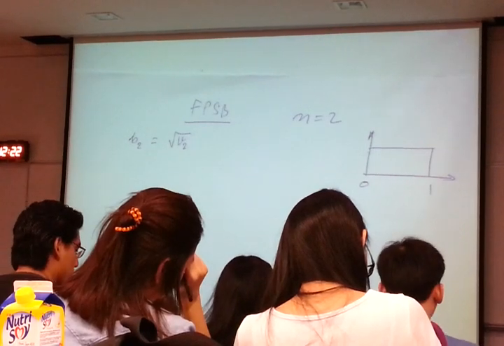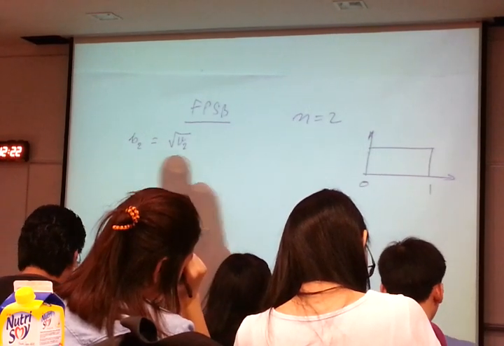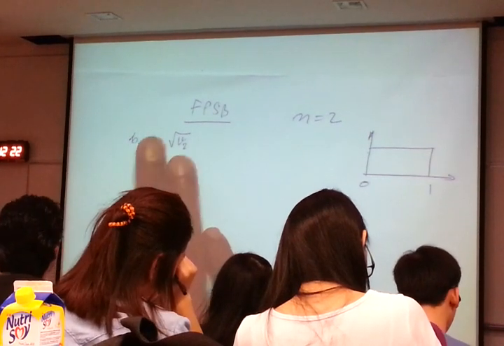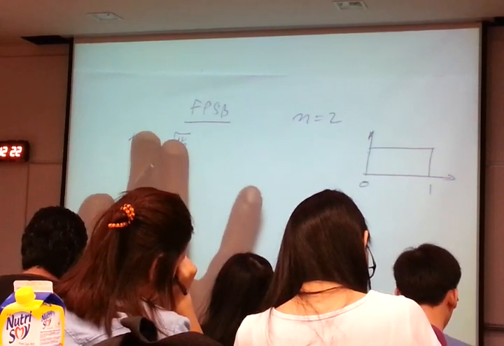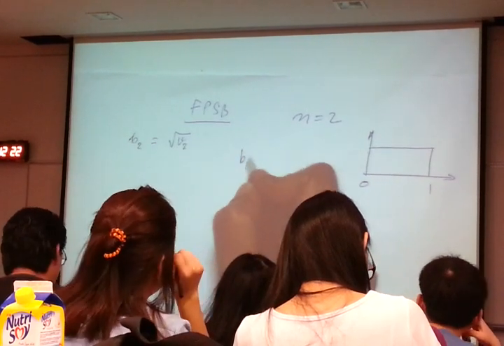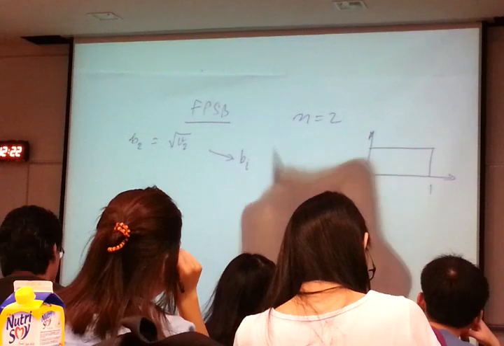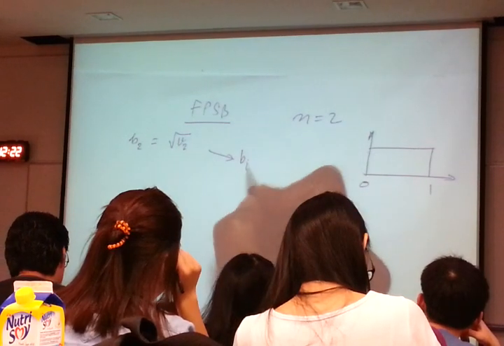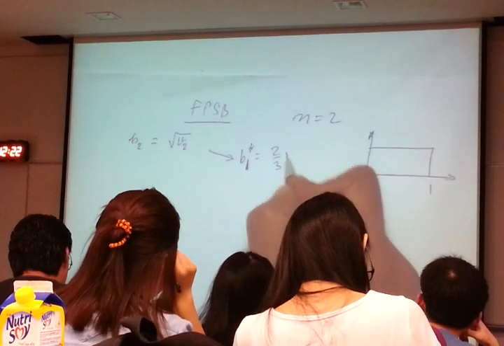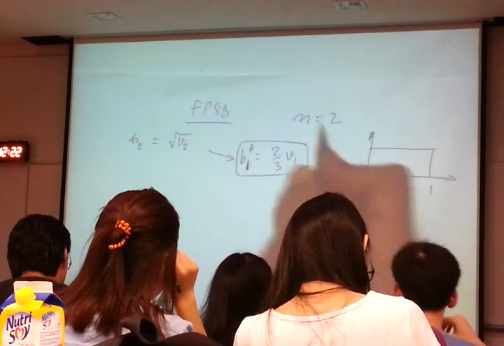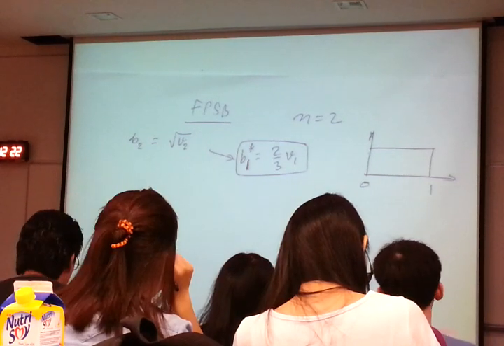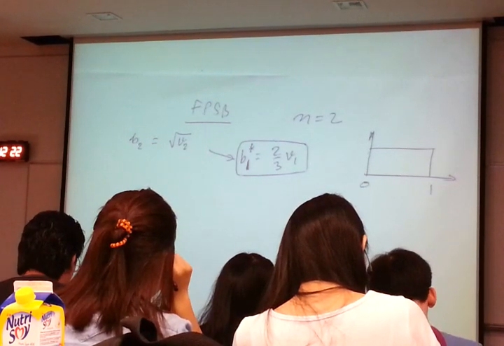And I am asked to show that, given that bidder 2 is using this rule, the optimal response of bidder 1 to this strategy is to bid 2/3 of his valuation. My best response to B2 equal to root V2 is to bid 2/3 of my valuation V1. If bidder 2 is doing this, this is my best response. I am asked to show this. How do I go about it?